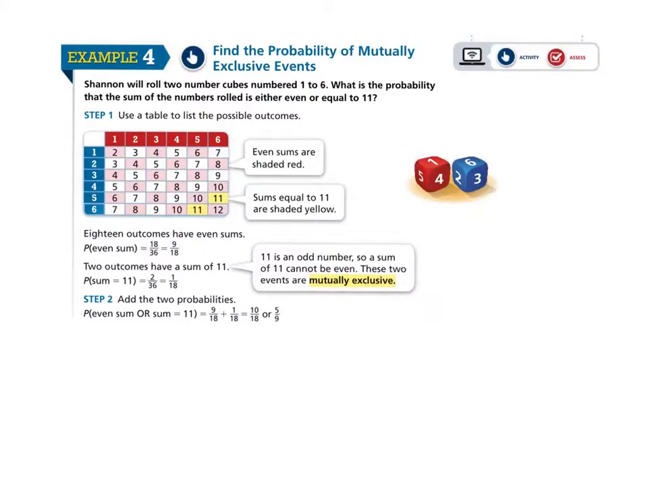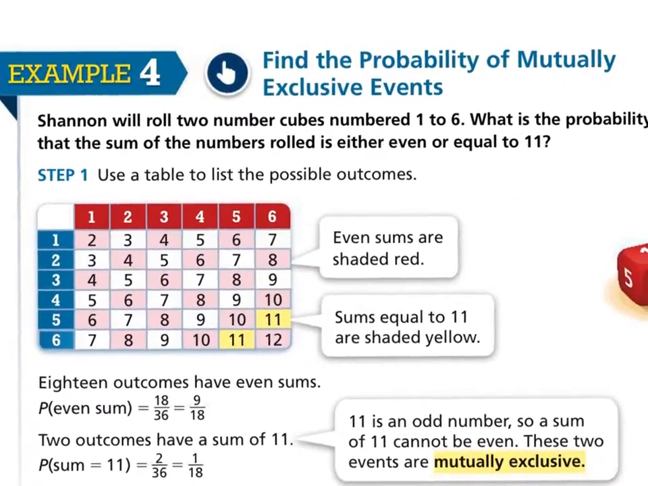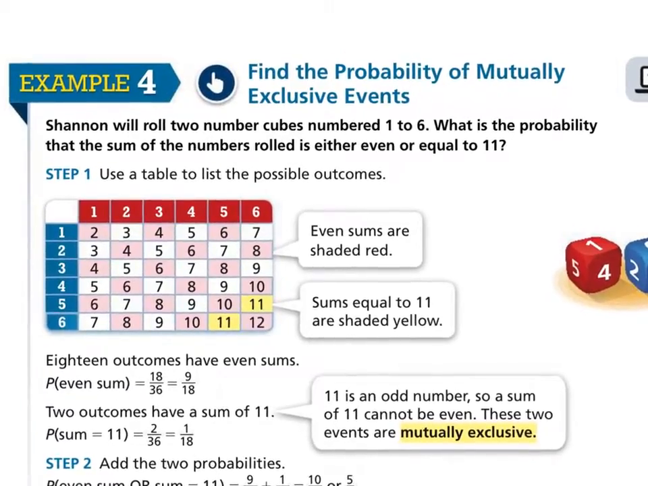Example 4, Shannon will roll 2 number cubes numbered 1 to 6. What is the probability that the sum of the numbers rolled is either even or equal to 11? So the sum is either even or equal to 11. So we can look at this one again. A table or some kind of sample space is going to be very beneficial here.